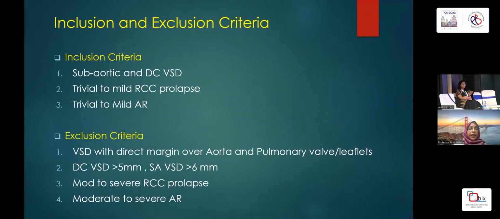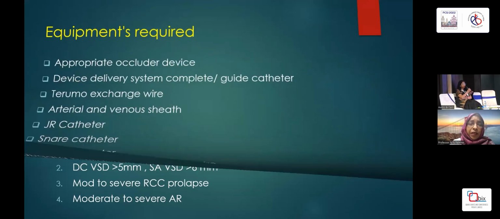Inclusion criteria were subaortic and doubly committed VSD with trivial or mild RCC prolapse or trivial or mild aortic regurgitation. Exclusion criteria were VSD with direct margin over the cusp of the aortic valve, doubly committed VSD more than 5 millimeter, and subaortic VSD more than 6 millimeter. Moderate to severe RCC prolapse and moderate to severe aortic regurgitation were also excluded.